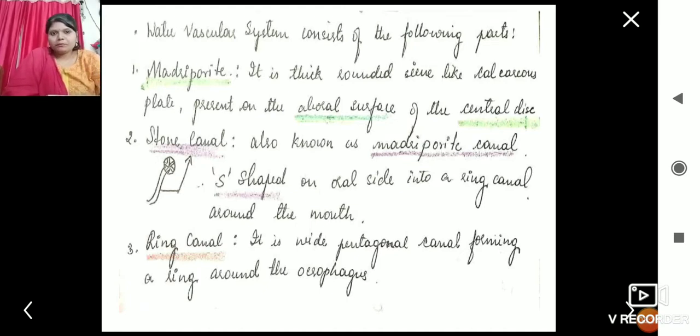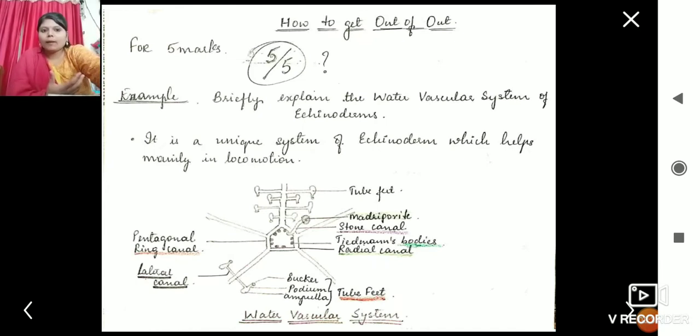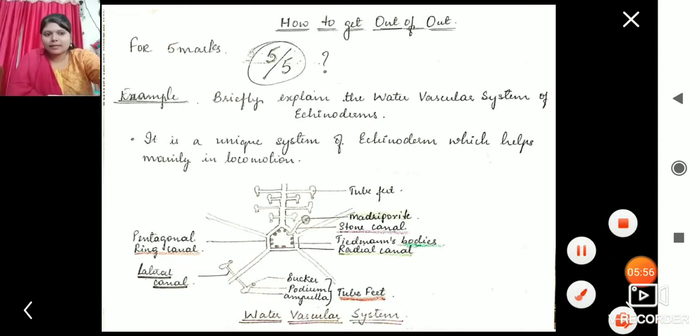So madreporite. Madreporite is a thick, rounded, sieve-like calcareous plate present on the aboral surface of the central disc. If you see the diagram, you can see the central disc will usually be here for the sea stars. We shouldn't call them starfish, it is a sea star. The aboral surface has that disc-like structure wherein the madreporite is present.